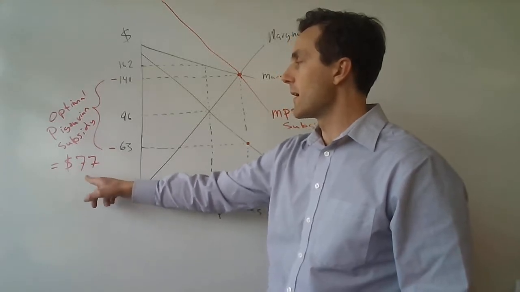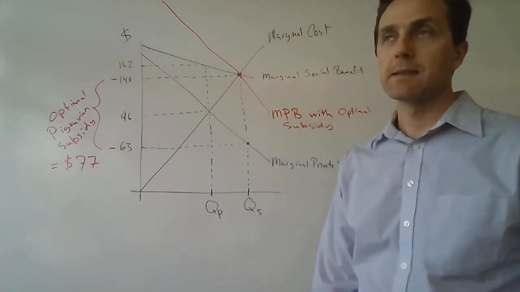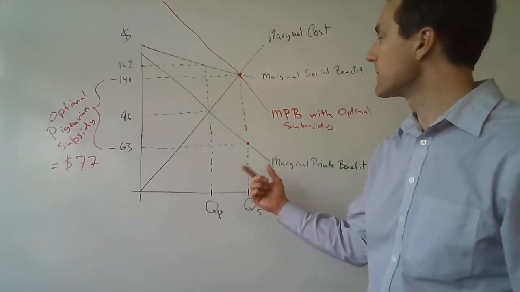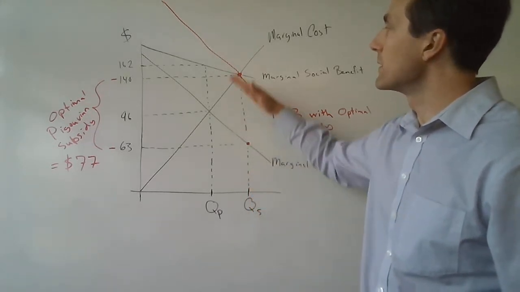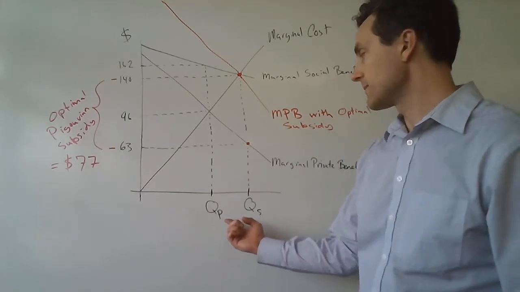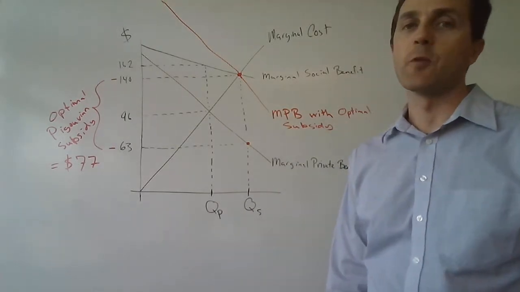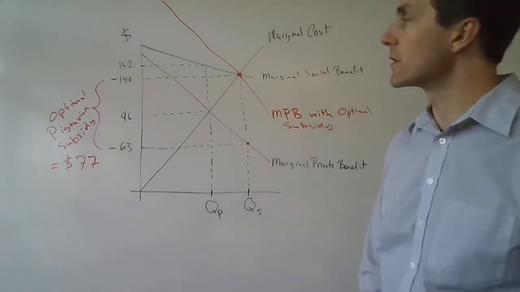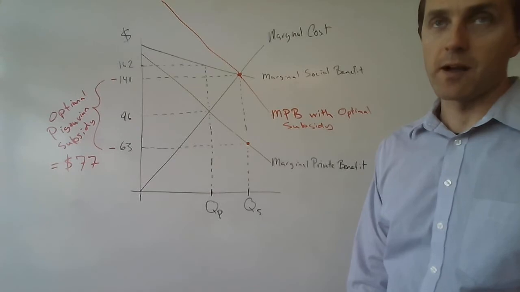So if the government paid people a subsidy of $77 per unit of this good, that would induce people to produce and consume the socially optimal level of output. And that's how a Pigouvian subsidy could work in a market with a positive externality.